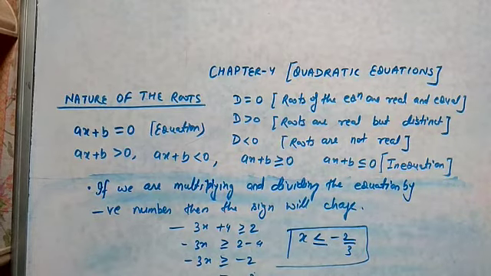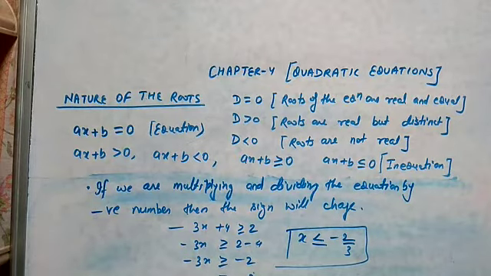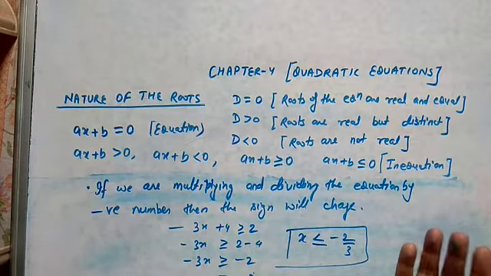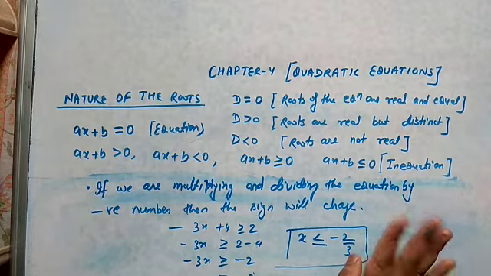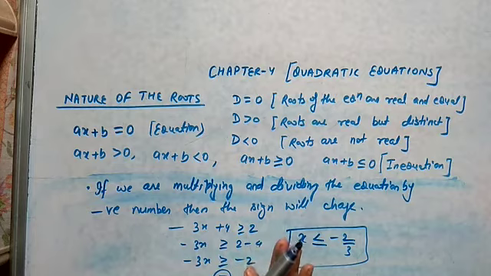These are the three main rules for solving the inequation. I think this is clear to you. First one is, if we are adding or subtracting any number, there is no change in the sign. If we are multiplying or dividing by any positive number, there is no change. But if we are dividing or multiplying by any negative number, then the greater than sign will change into less than, or if it is less than, it will change into greater than. So these three are the basic rules for solving the inequation.